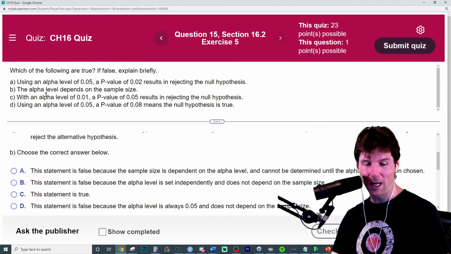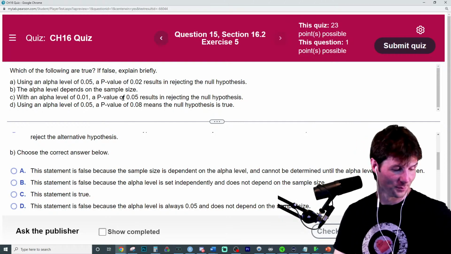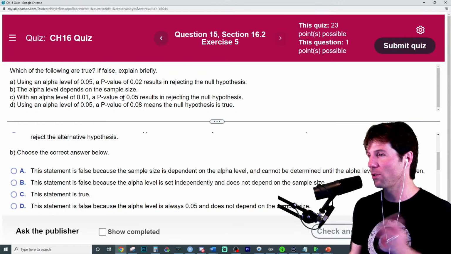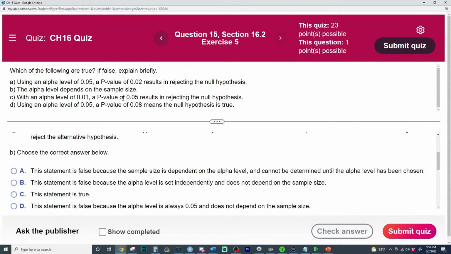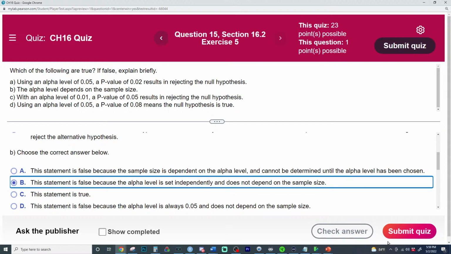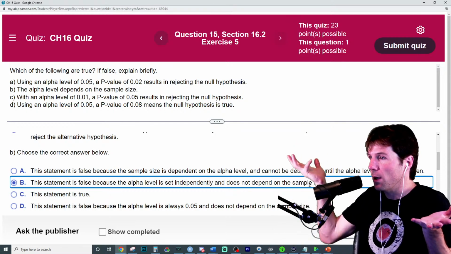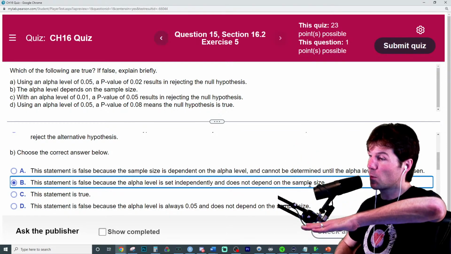Correct. The alpha level depends on the sample size. It doesn't matter. No, you just pick your alpha. Usually you choose 0.05. The alpha level is just decided by the researcher. It is set independently and does not depend on sample size. You just say, I want to use this alpha. I'll just pick it. I'm setting the bar here for when I reject.